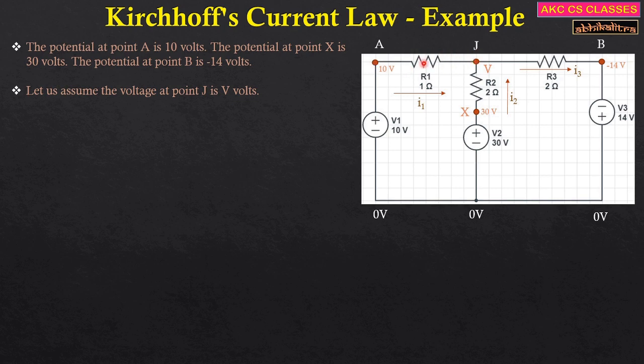I have assumed that the current is moving from A to J. So the direction of the current is from A to J, and we have assumed that the current is I1. In this wire from X to J, the current is moving in the direction from X to J, and we have named the current as I2. This is again a complete assumption. You can take anything you want.